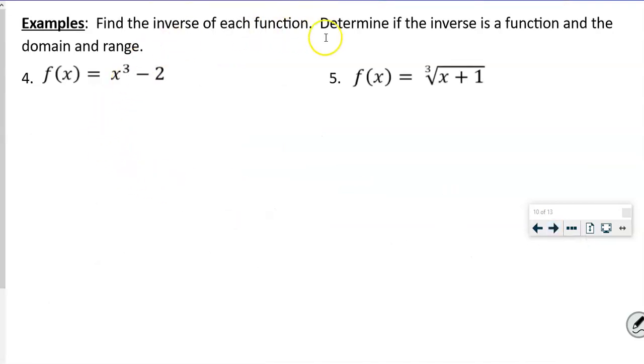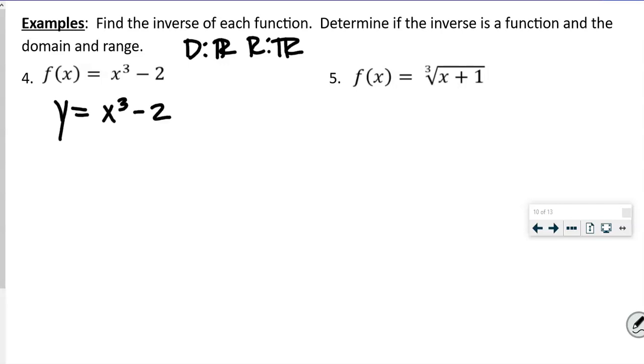Now, this says find the inverse of each function, determine if the inverse is a function, and then the domain and range. Okay, so on this original function, let's just think about this. Our domain, because it's a cube root, is going to be all real numbers, and our range is going to be all real numbers. So that means that's not going to change when we create the inverse. So this is going to be y is equal to x to the third minus 2. That's our original equation; we're just changing the f of x to a y. So now we're going to flip these. x equals y to the third minus 2.